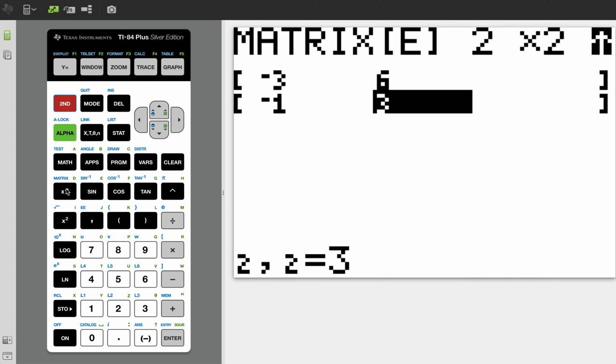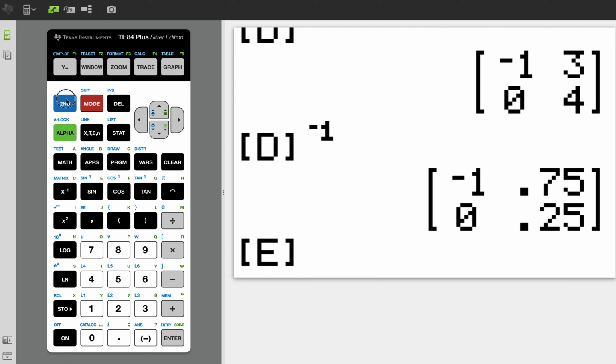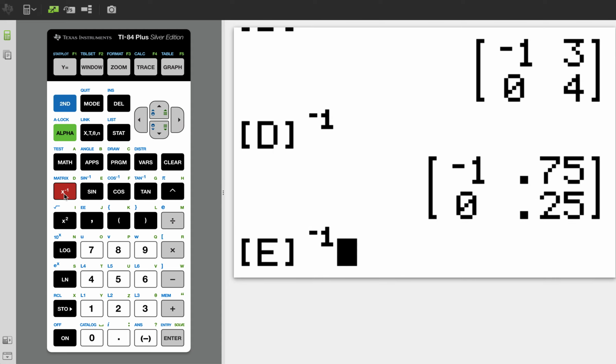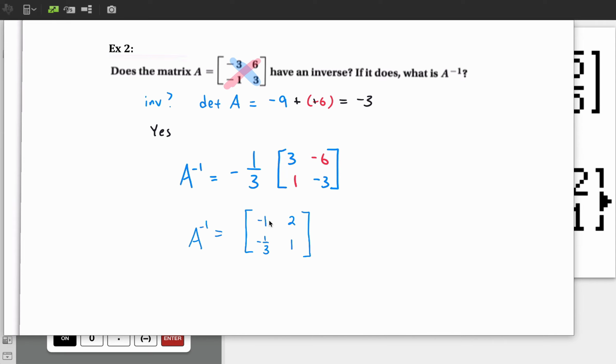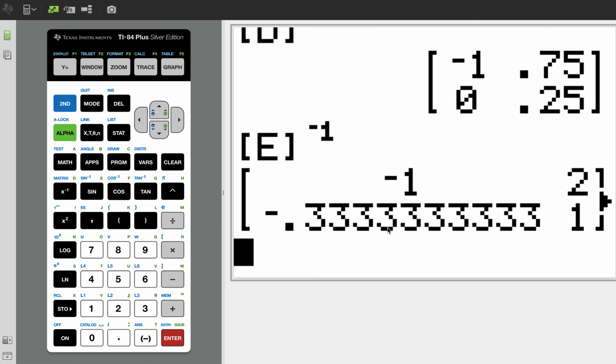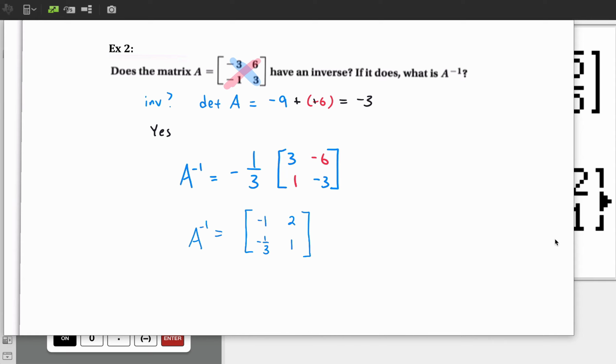So exit out. Now pull up the matrix. We already did that. And now I just take the inverse there, boom, and look at what we get. We get -1, which is exactly what I got right there, and -1/3 down below, then a 2 in the top right, and a 1 down below. Bing, bing, bang. Good.